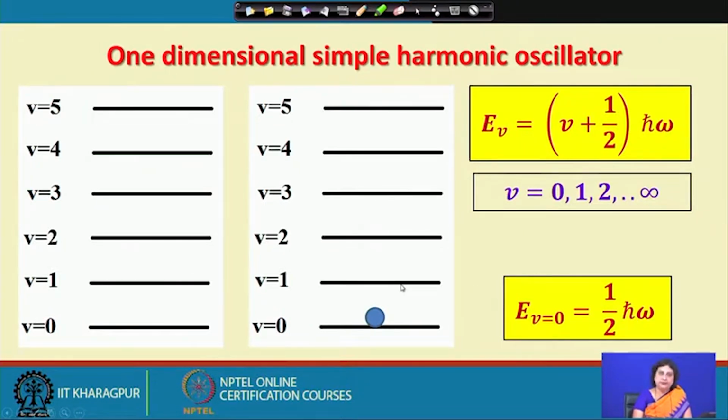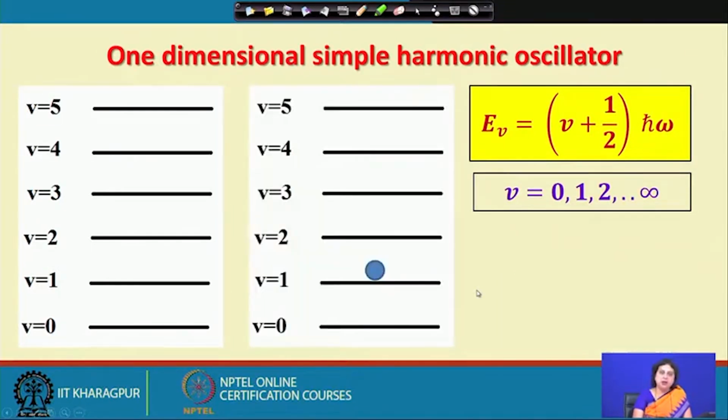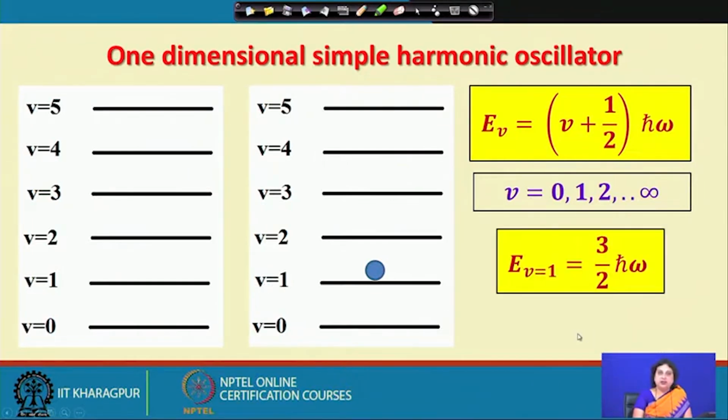Now, I can also go back and represent the situation when this single particle is occupying the energy eigenstate with V equal to 1. Then the energy of the system is going to be 3 by 2 h cross omega, corresponding to the value that I obtain by putting V equal to 1 here. I can also have another microscopic state corresponding to V equal to 3, where the system is placed high up in one of these energy eigenstates, and the corresponding energy is 7 by 2 h cross omega.